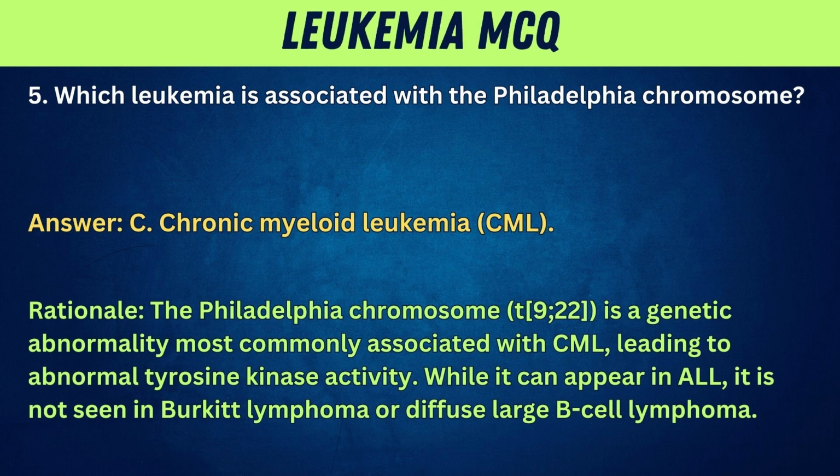Rationale: The Philadelphia chromosome, t(9;22), is a genetic abnormality most commonly associated with CML, leading to abnormal tyrosine kinase activity. While it can appear in ALL, it is not seen in Burkitt lymphoma or diffuse large B-cell lymphoma.